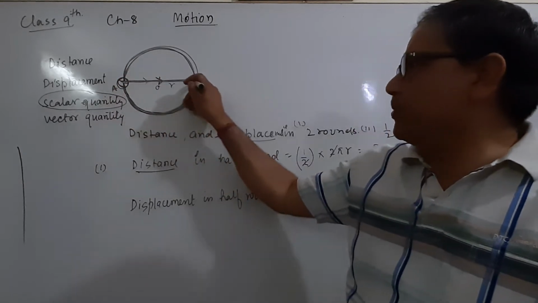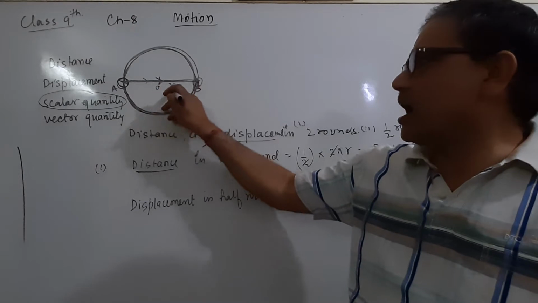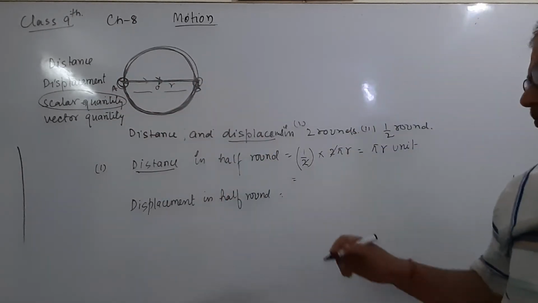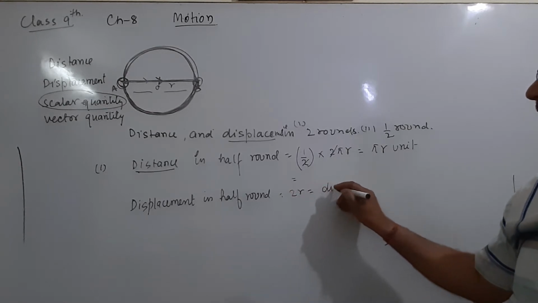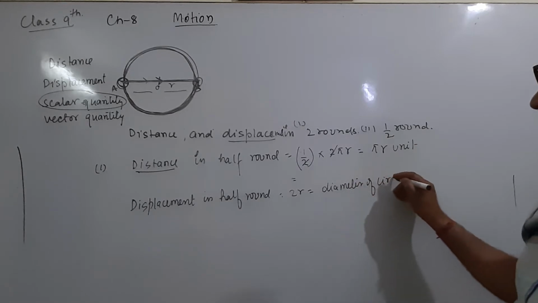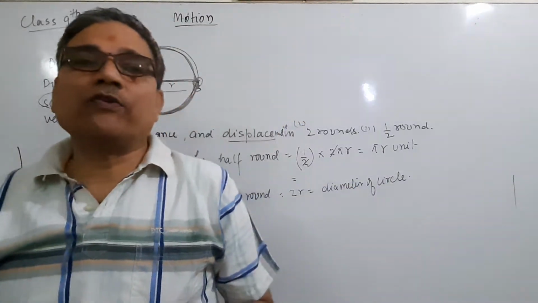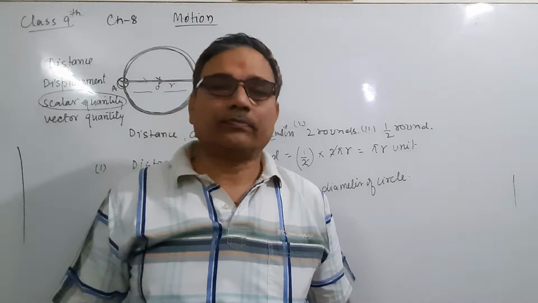So initial is A, final is B. What is the distance between A and B? This is R and this is also R, meaning 2R, which is the diameter of the circle. It has direction, therefore displacement is a vector quantity.